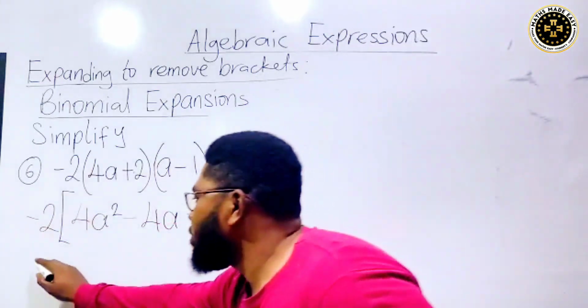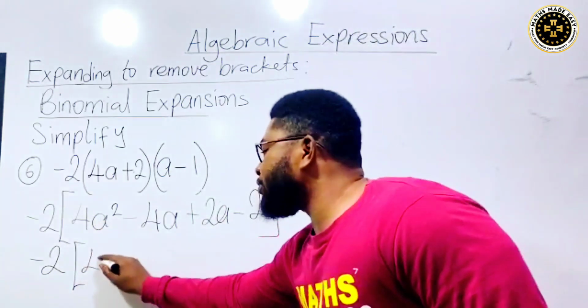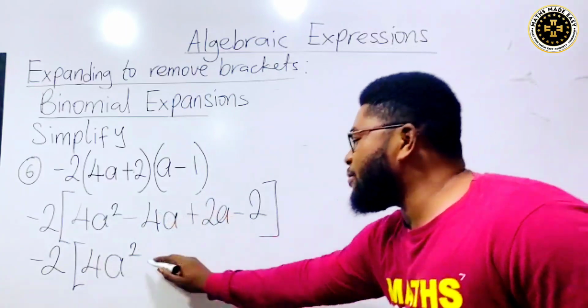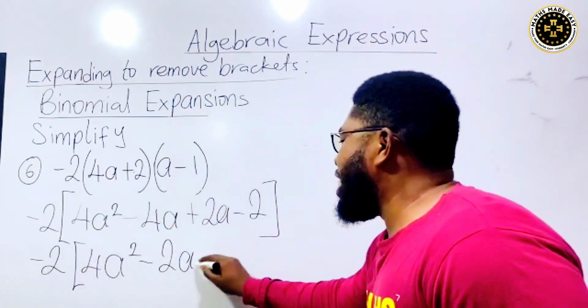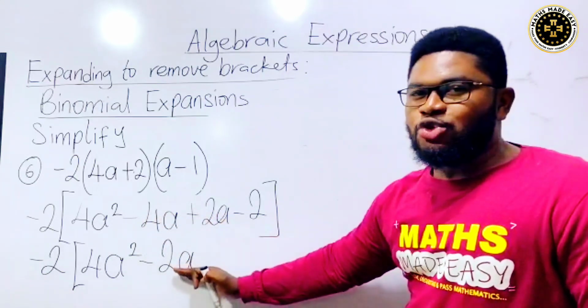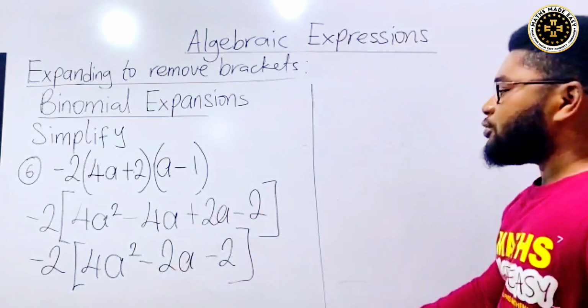So that's what I mean. Minus 2, still with the square bracket, 4a squared. Minus 4a plus 2a will give me minus 2a. Then, because of the like terms, that's what I got, the minus 2a. Finally, minus 2. Then I'll continue.